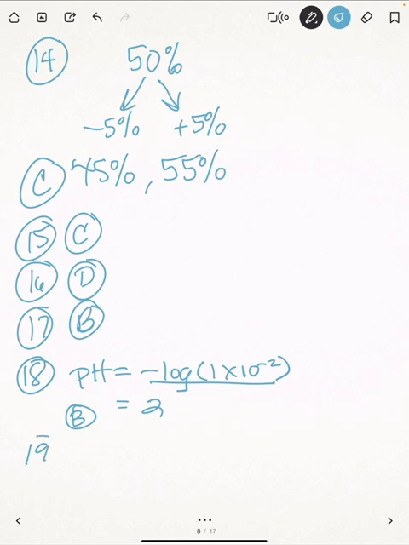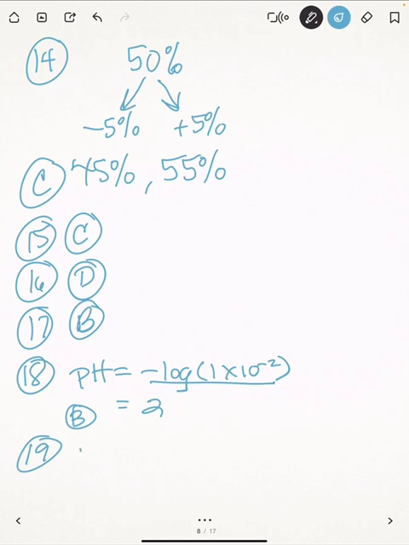All right, 19. It says pH measures the acidity of a substance and is described by the equation pH equals negative log H plus, where H plus is the concentration of hydrogen ions. A solution has a hydrogen ion concentration of 4 times 10 to the negative 1. Determine if it's basic, neutral, or acidic.